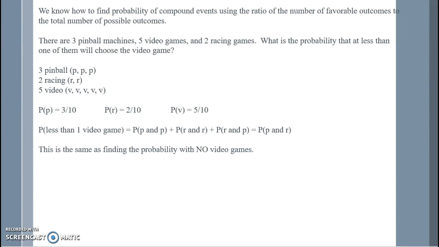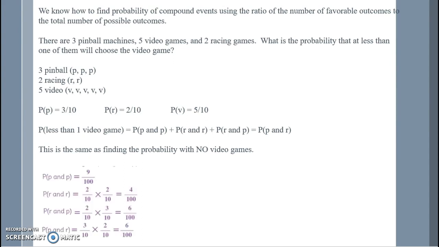All right, so less than one video game would be pinball and pinball, racing and racing, racing and pinball, or pinball and racing. Notice there is no video game listed in that probability. So this is the same as finding the probability with no video games.